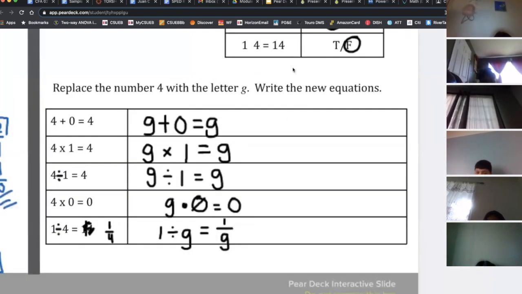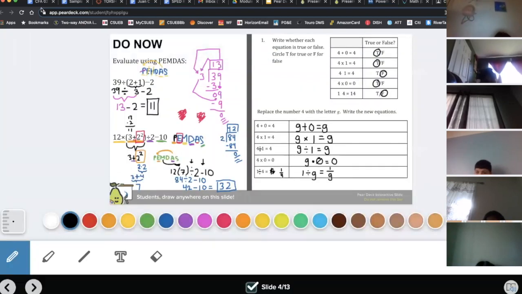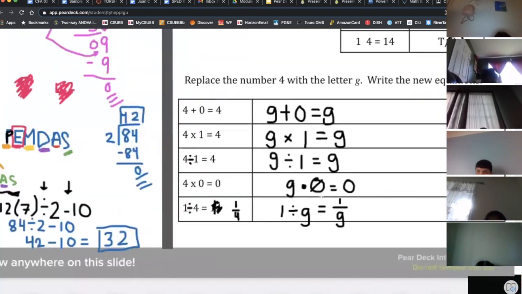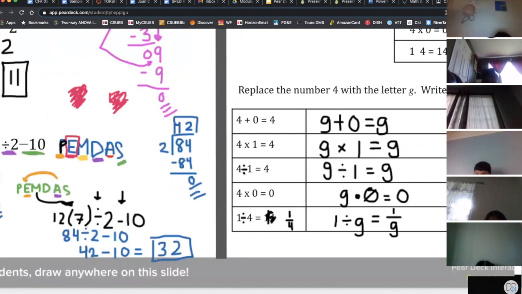Take a second to copy that in. When you are finished, please let me know in the chat. I'm going to take a quick screenshot so I can send this to you later. Copy this into your Pear Deck. Let me know when we're ready to move to the objective.